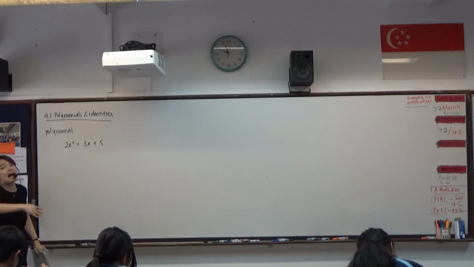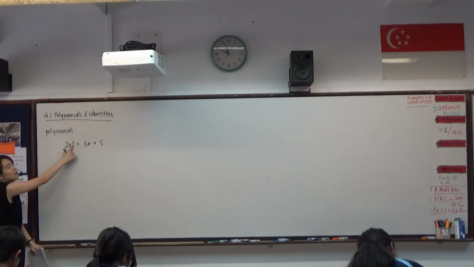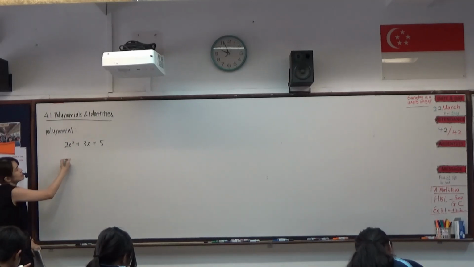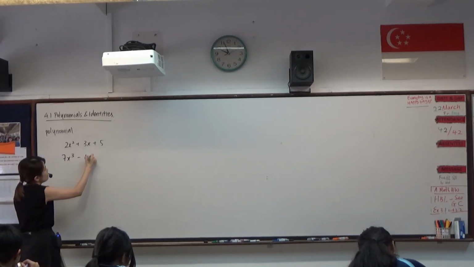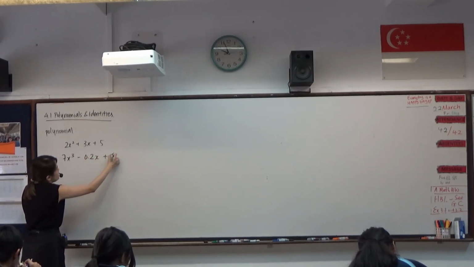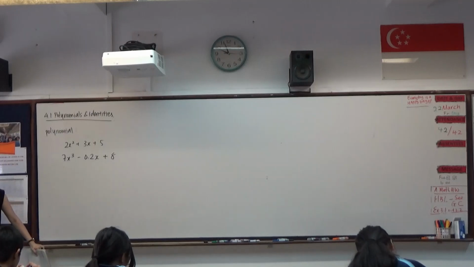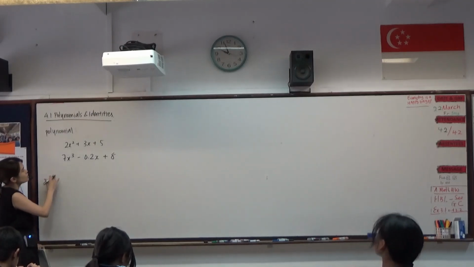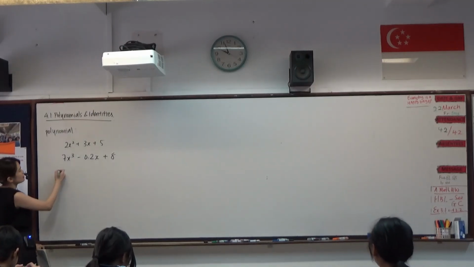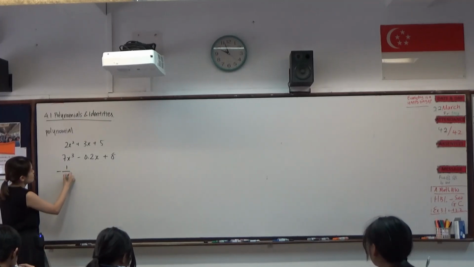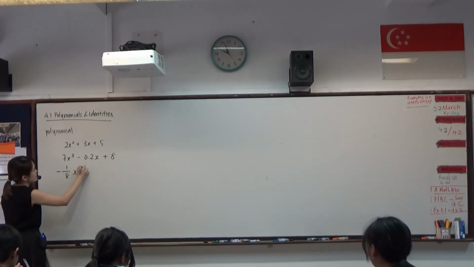Okay, you can go higher powers than just power of 2. We can have things like maybe 7x cubed, minus 0.2x plus 8. This is also a polynomial. Then we can also go up to maybe 1,000, negative 1 over 8 x to the power 1,000.